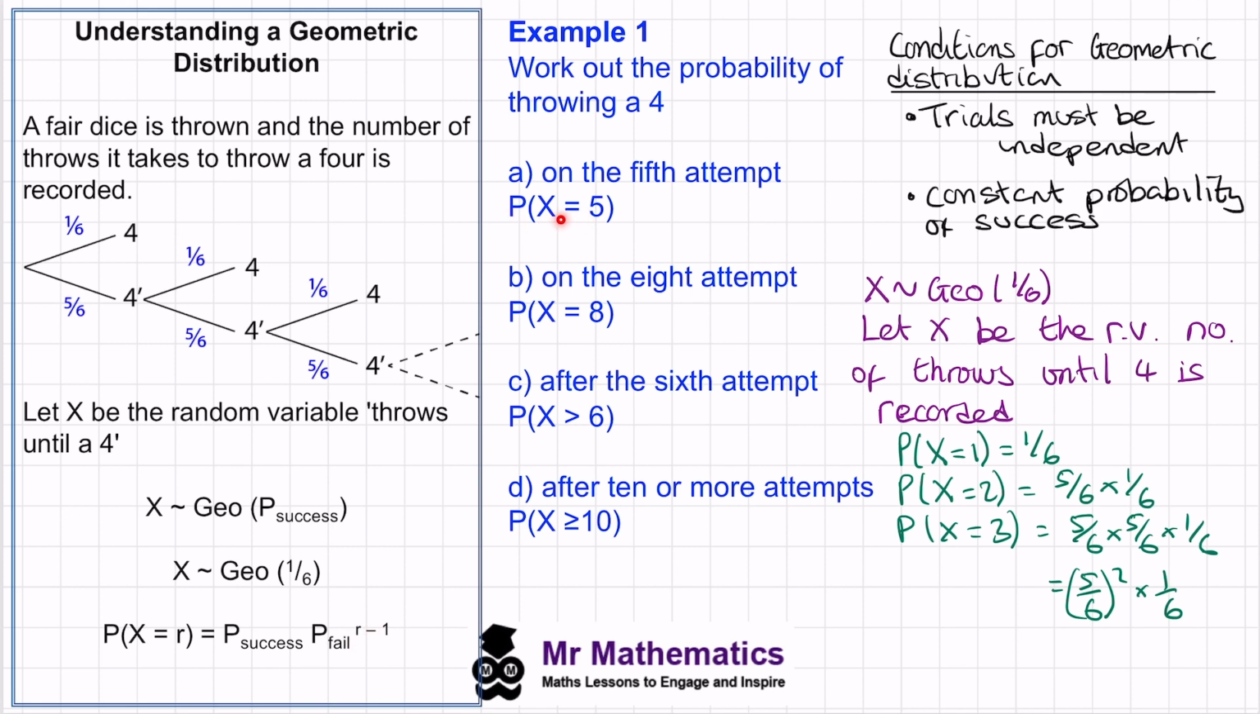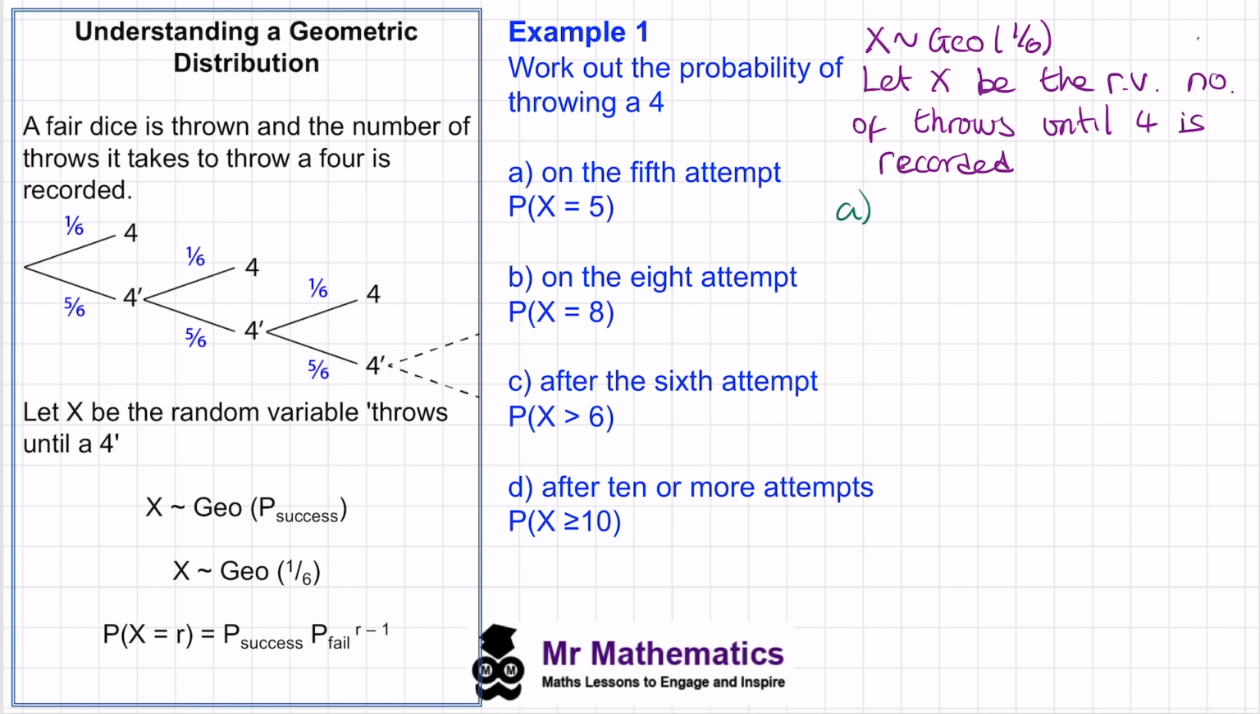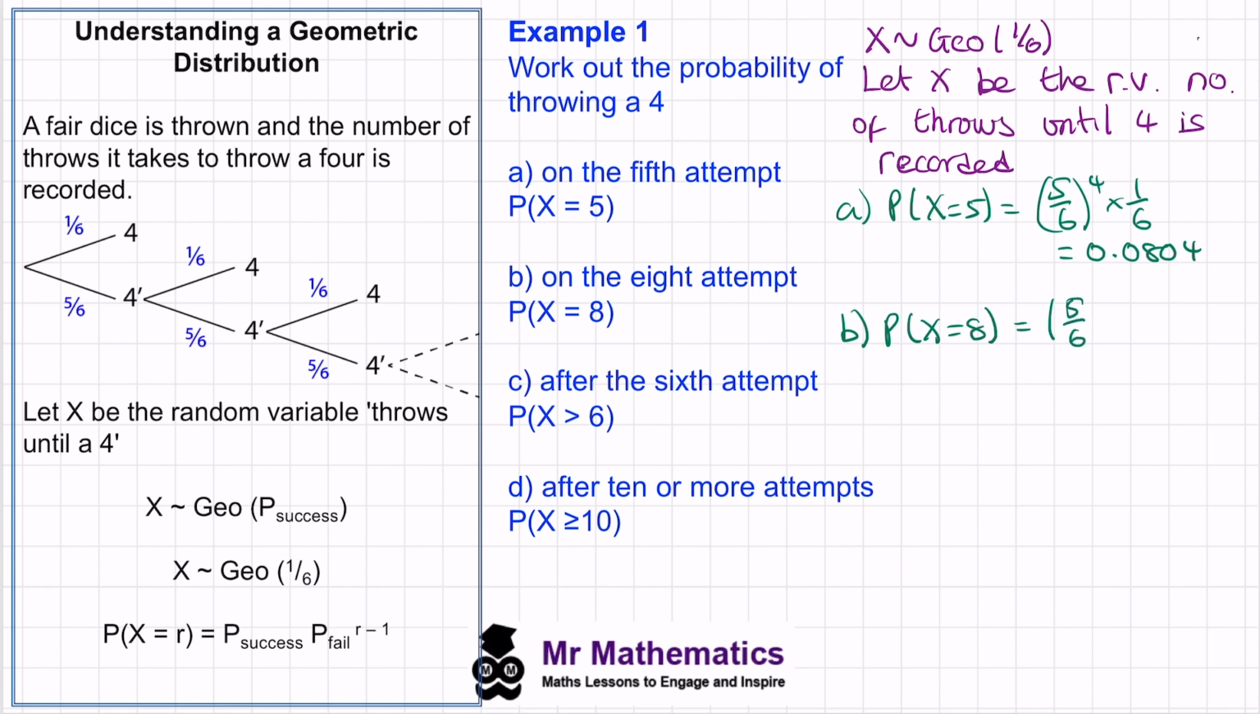So if we look at question A, the probability of X being the observed value 5, this will be 4 failures, so 5/6 to the power of 4, and 1 pass. And this gives us 0.0804. For B, the probability of our observed value being equal to 8, we must have had 7 fails, so 5/6 to the power of 7 multiplied by the 1 pass. And this gives us 0.0465.